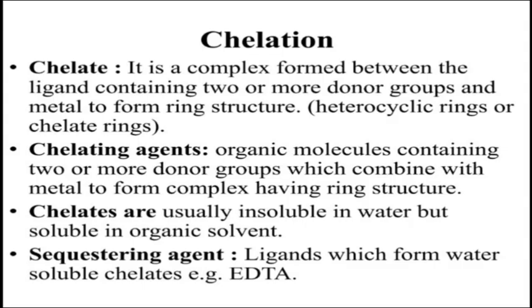Next, chelation is a complex formed between a ligand containing two or more donor groups and a metal to form a ring structure. Organic molecules containing two or more donor groups are called chelating agents. They are mostly insoluble in water but soluble in organic solvents.